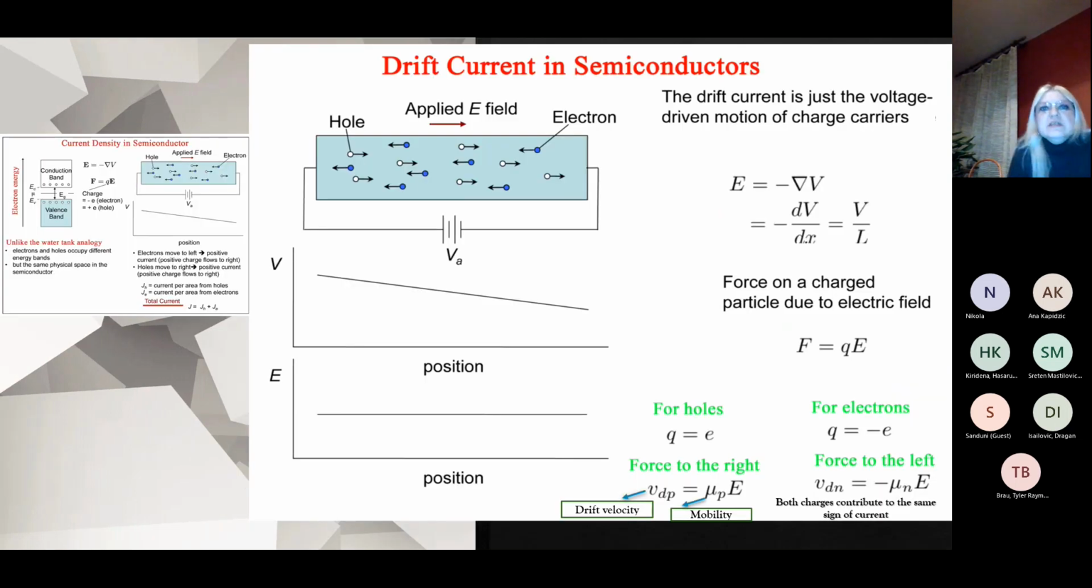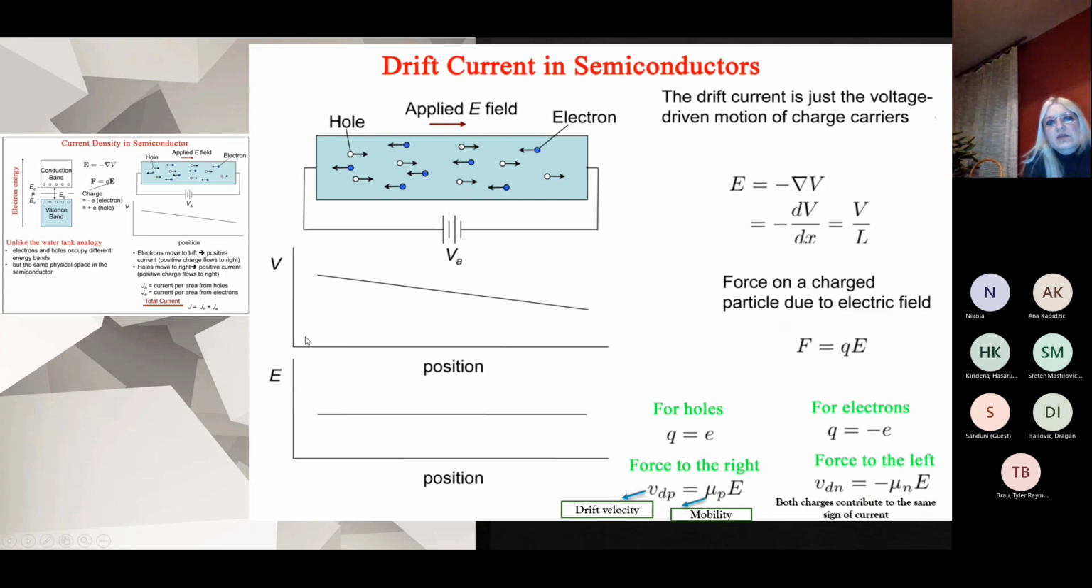So basically, now we can start with the drift current in semiconductors. We said something about that when we talked about the current density in semiconductors in the last lecture. And we said that the drift current is just the voltage driven motion of the charge carriers. So we have here some chunk of semiconductor, built from holes and electrons, and then we're going to apply some voltage here.